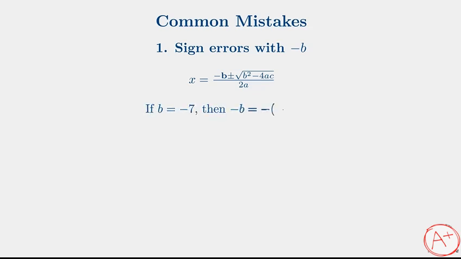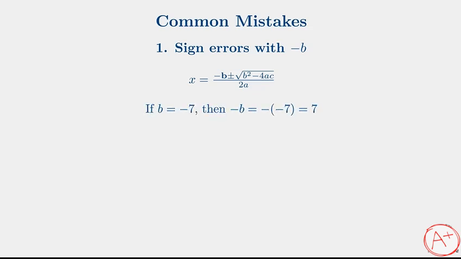Let's look at 3 common pitfalls that can cost you marks in the exam. The first is failing to handle negative coefficients correctly, especially the negative b term in the quadratic formula. If b is already negative, negative b must be positive. For example, if b is negative 7, negative b is positive 7.